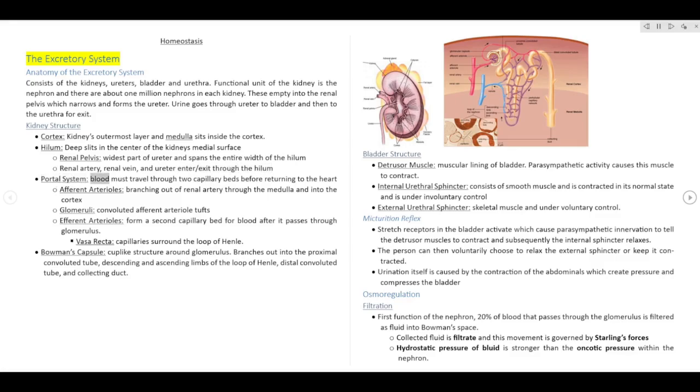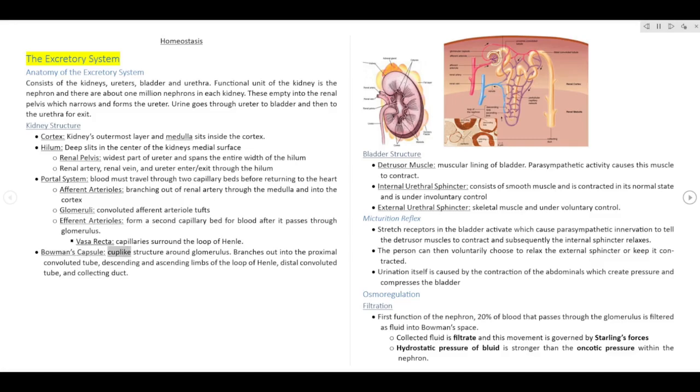Portal system: blood must travel through 2 capillary beds before returning to the heart. Afferent arterioles branch out of the renal artery through the medulla and into the cortex. Glomeruli, convoluted afferent arteriole tufts. Efferent arterioles form a second capillary bed for blood after it passes through the glomerulus. Vasa recta, capillaries that surround the loop of Henle.